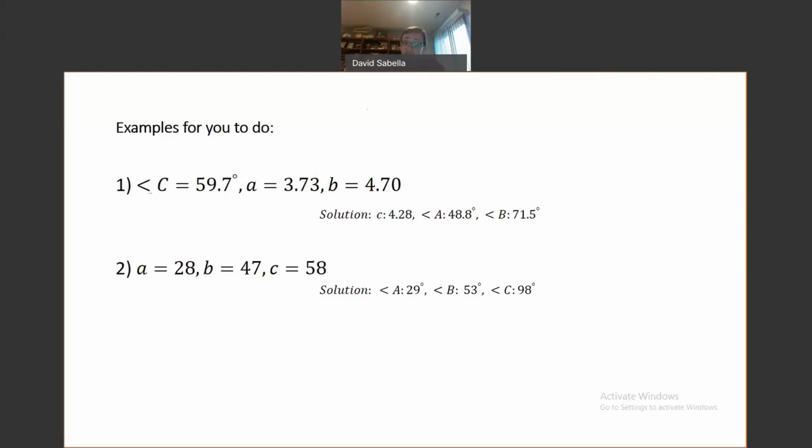And there you go. That's the law of cosines in a little bit of detail, and with some examples to show you how it works. I hope that this is helpful, and good luck with the law of cosines.